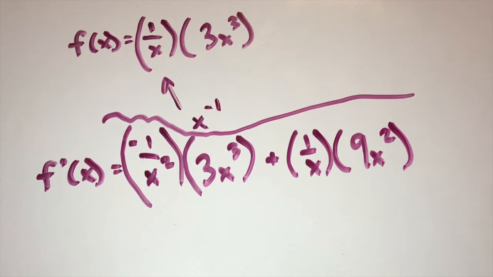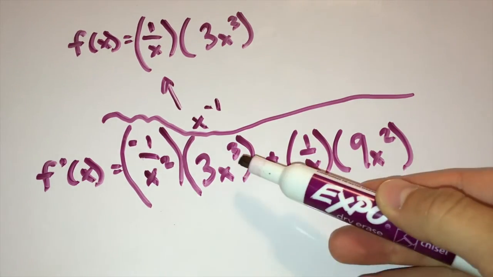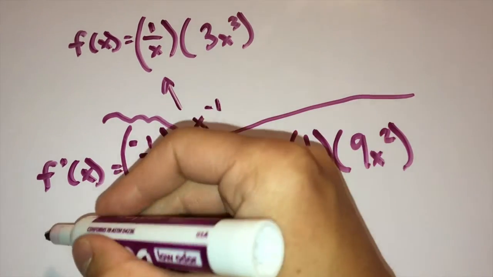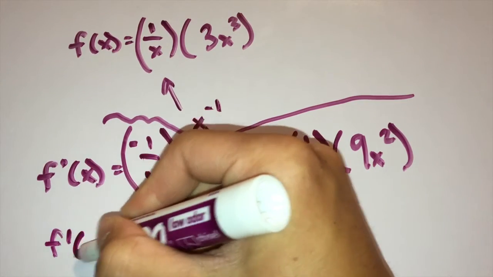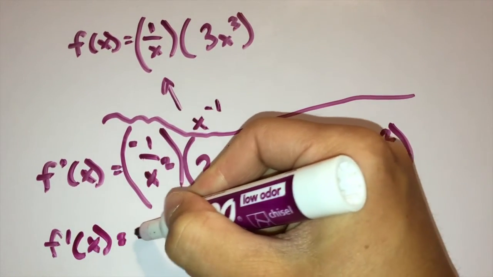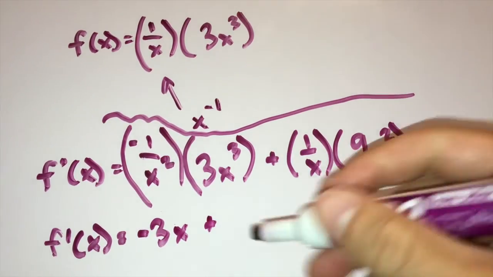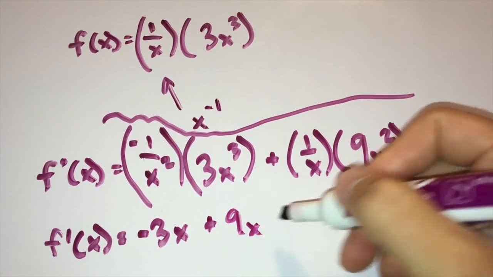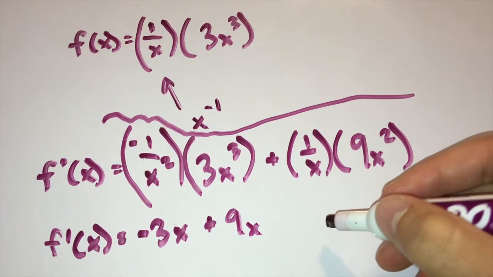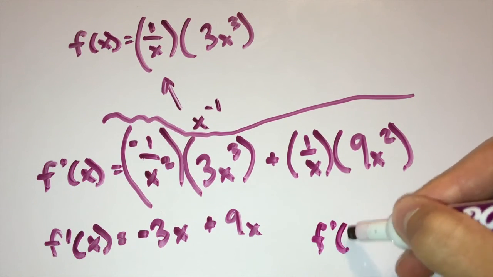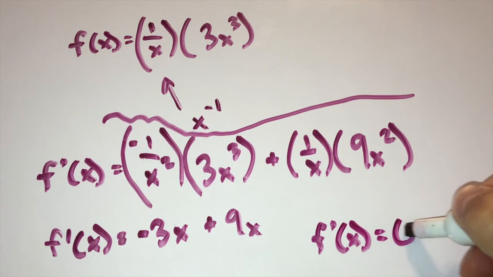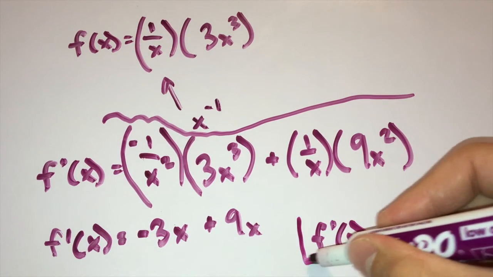So from here we can go ahead and simplify our derivative. On the left side we can go ahead and multiply those two terms together. So that will leave us with negative 3x. And on the right side, 9x squared divided by x will just leave us with 9x. And that'll give us our derivative of 6x.